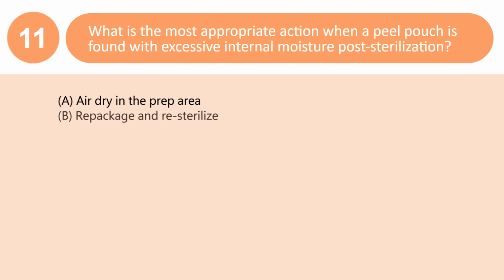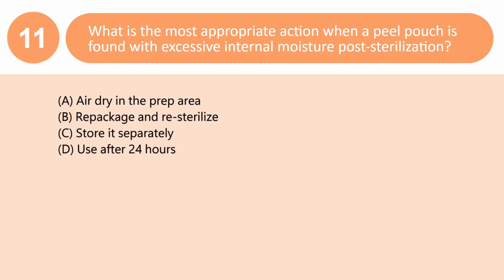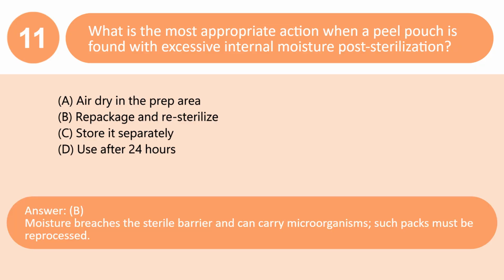What is the most appropriate action when a peel pouch is found with excessive internal moisture post-sterilization? A. Air dry in the prep area. B. Repackage and re-sterilize. C. Store it separately. D. Use after 24 hours. Answer: B. Moisture breaches the sterile barrier and can carry microorganisms. Such packs must be reprocessed.